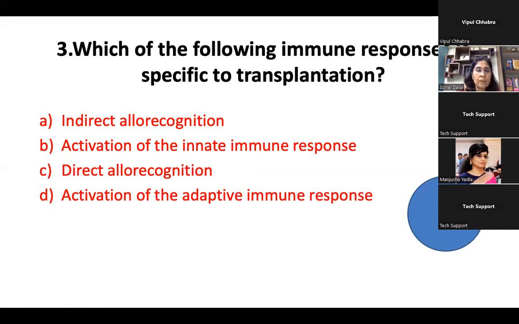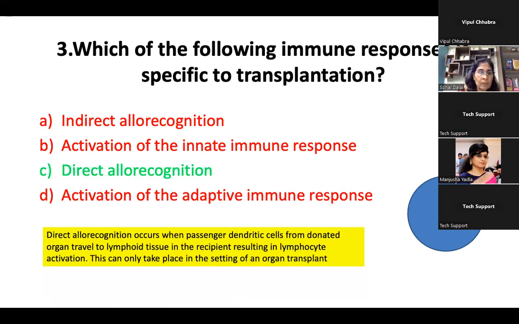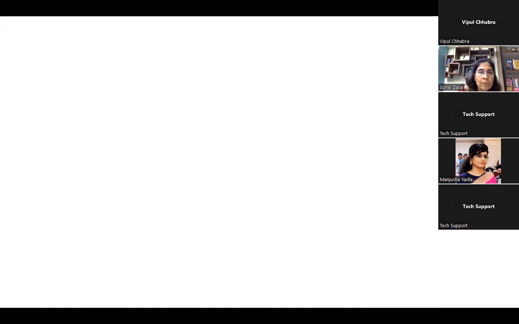Timer. And the correct answer is direct allorecognition. That is when passenger leukocytes and dendritic cells from a donor organ travel, and there is a direct allorecognition. So that is the primary.